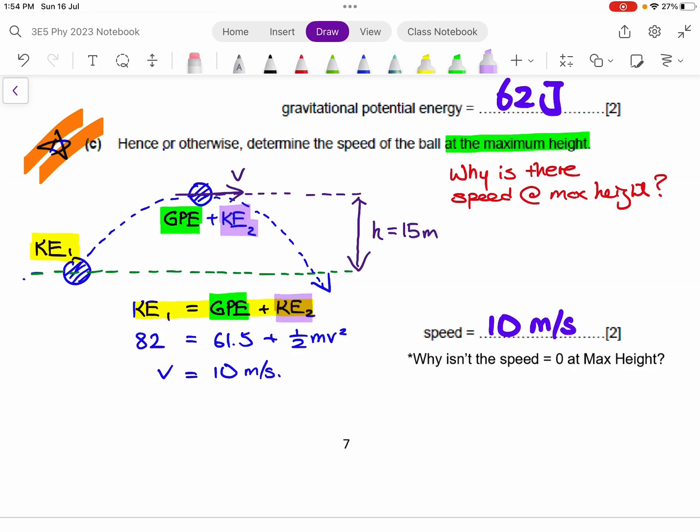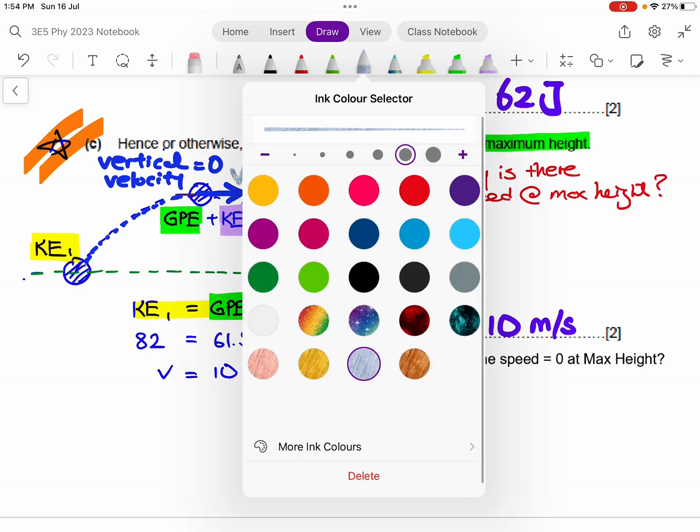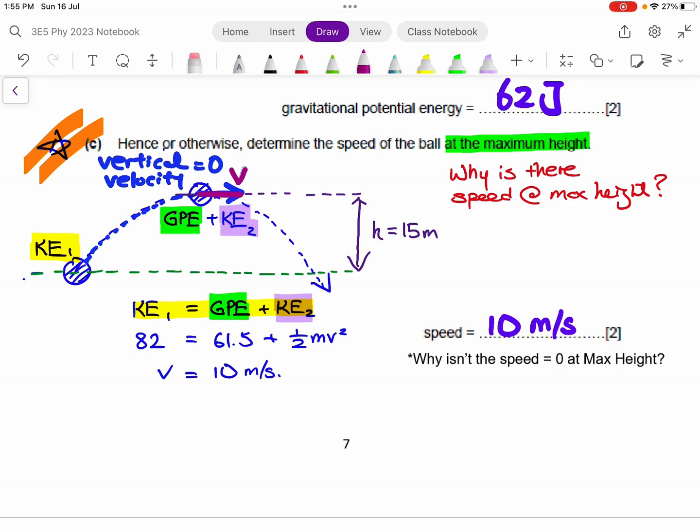And the answer is yes, because in this case we call this a two-dimensional motion. The ball is not only moving upward, right? The ball is also moving forward. So at the highest point, what happened is that the vertical component of the velocity is equal to 0. But because the ball is also moving forward, there is actually this forward velocity. So this forward velocity is the one that will give the kinetic energy at the highest point.